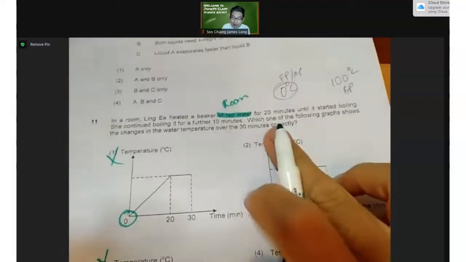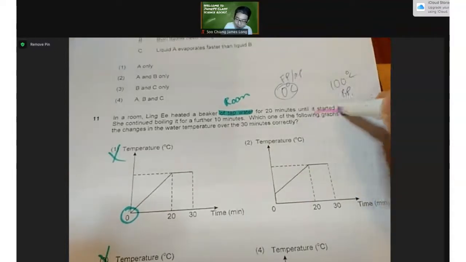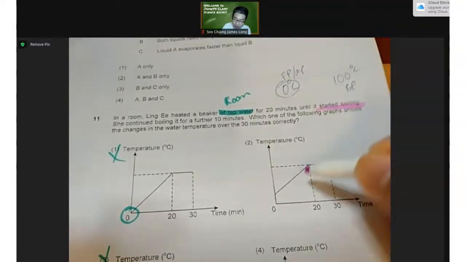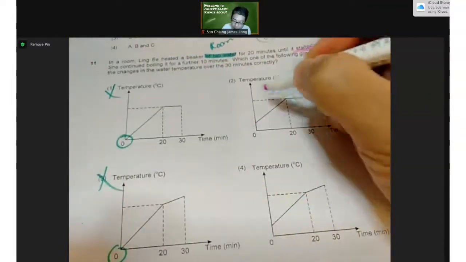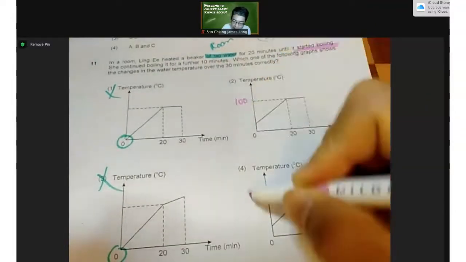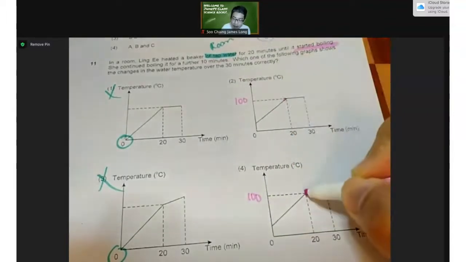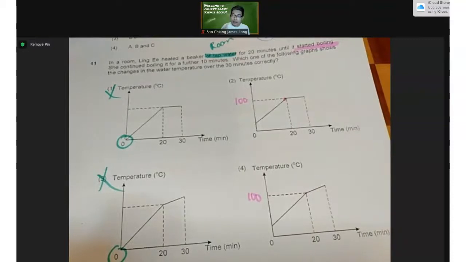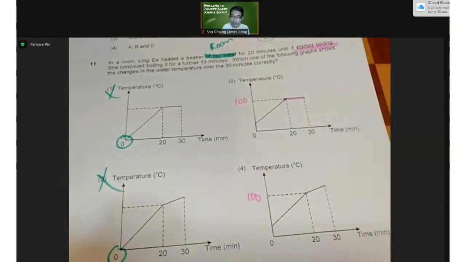Next part of the story, it started boiling. So boiling must be at 100 degrees Celsius. So this one starts at room temperature, right? These two boiling, I'm going to assume this is 100 degrees Celsius. Very good. And when the water temperature hits 100, it cannot go up higher. So it should remain constant, a plateau like this.